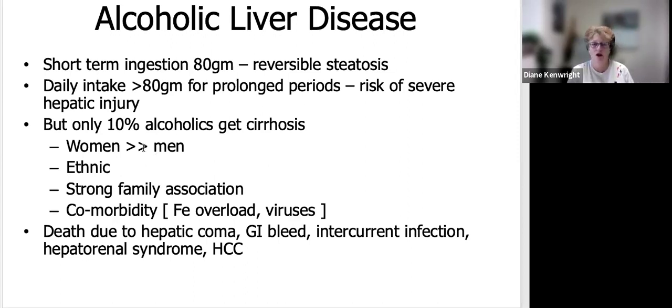Only 10% of alcoholics will get cirrhosis. Women, some ethnic groups, strong family association. So there's obviously some genes giving rise to a sensitivity there, but also comorbidity: people who have hepatitis C and drink alcohol, bad news, high risk of cirrhosis. Death due to hepatic coma, GI bleed, intercurrent infection, hepatorenal syndrome, hepatocellular carcinomas are all complications of chronic liver disease.